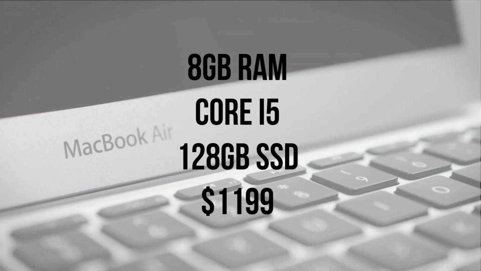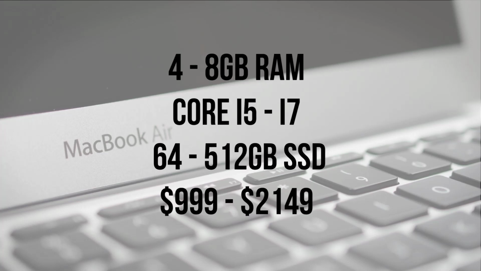Don't expect much. This Air comes with 8GB of RAM, a Core i5, and a 128GB SSD. There are lots of options, including going down to 4GB of RAM and a 64GB SSD, moving up to a Core i7 and 512GB of storage. One thing to keep in mind is that you really can't upgrade much on the Air after you buy it, especially the RAM, so make sure you get exactly what you want up front.